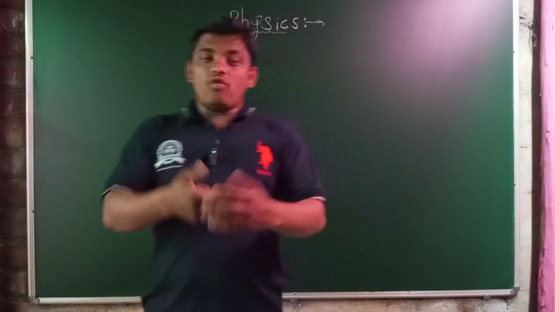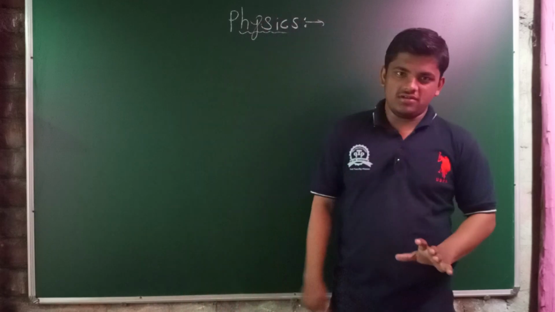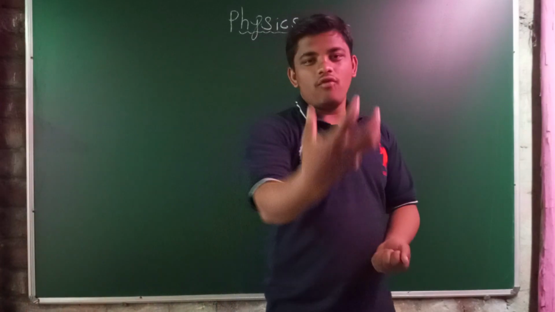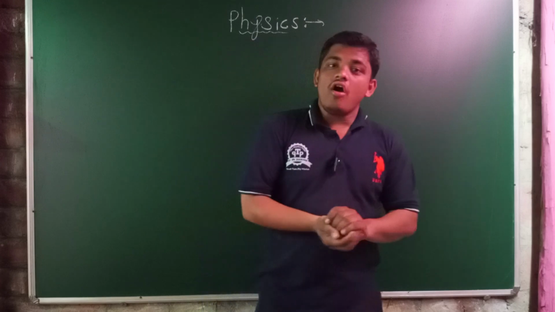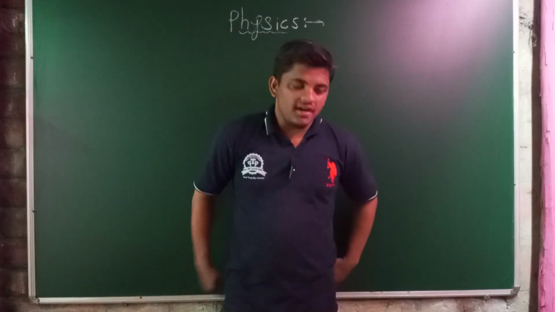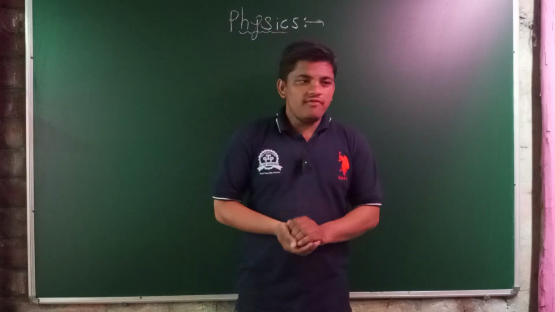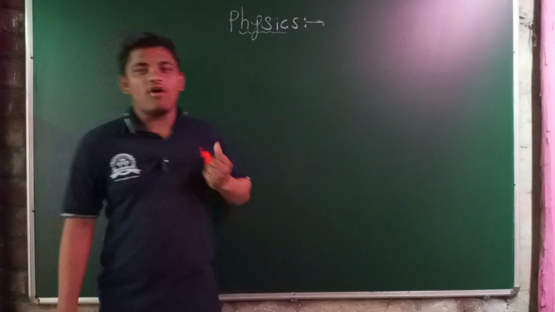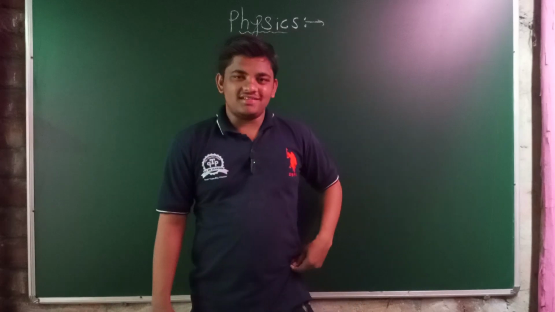Whenever we apply a certain force on an object, it changes its size or shape, or both at a time. This is known as deformation. The applied force is known as the deforming force. If the body comes back to its original position after the removal of the deforming force, this body is known as an elastic body, and this property is known as elasticity.